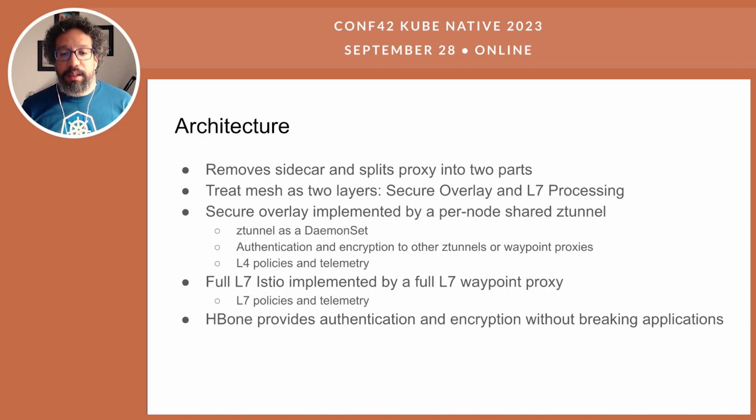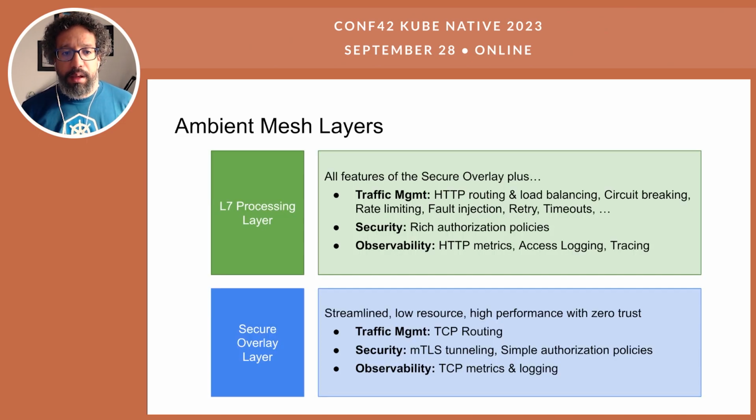Now, in this new architecture, there are a bunch of things that we have managed to solve. One of them is if people only want to do mTLS, then you don't have to implement the layer 7 processing layer. You don't need it. You can just disable it and just have the secure overlay layer through the ztunnel. If you want some basic traffic management, like TCP routing, etc., you can also do that.